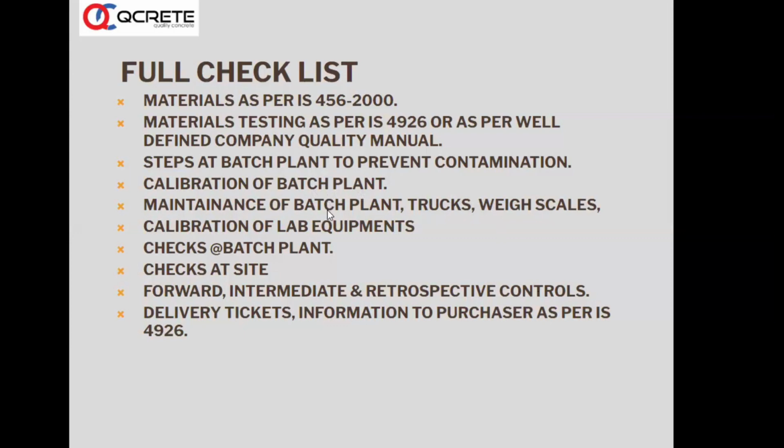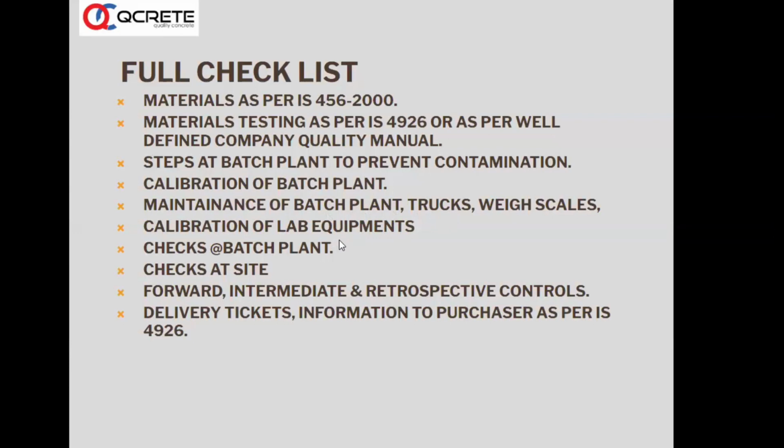If the concrete truck is not maintained, for example, if there is a leakage in the water pipe, which is generally used by the ready-mix companies for washing the trucks after delivering the concrete, or for washing the chute or something like that, then if this water tap is leaking, it is adding water to the concrete. So these things have to be checked.